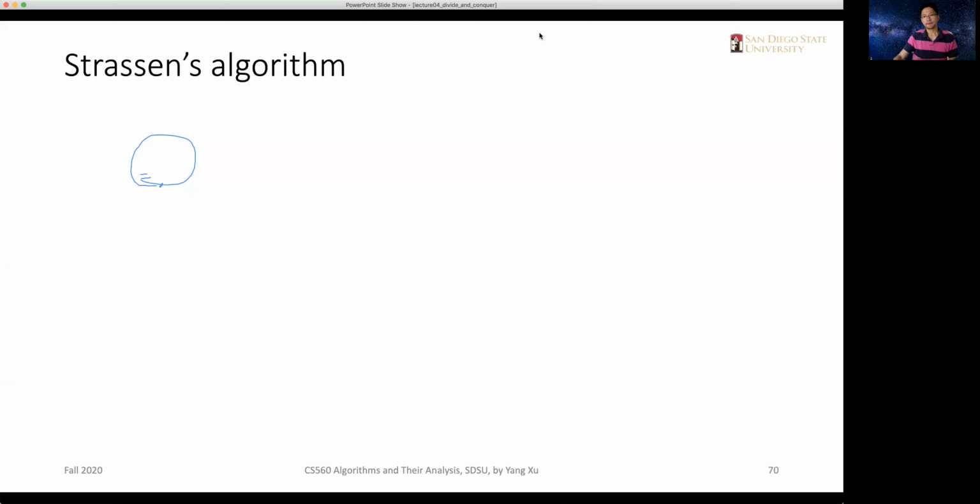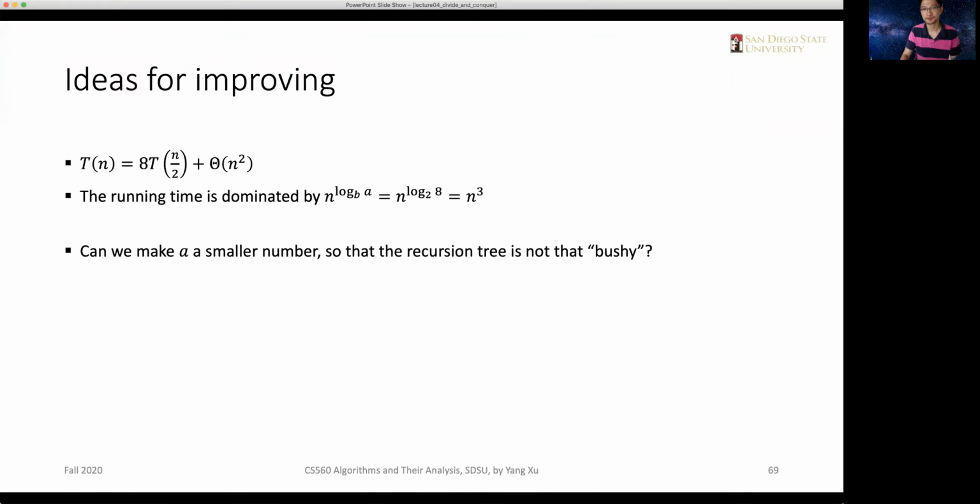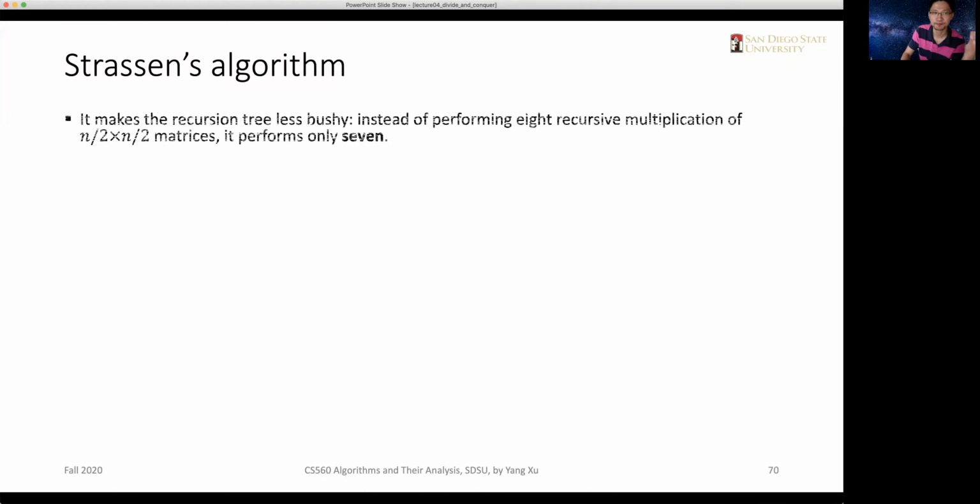So there's something proposed by Strassen's algorithm. It's quite smart, but I don't think it's intuitive. But as we go through these algorithms, you will see that it really follows the idea of reducing A to a smaller constant by improving the algorithm's running time. So it tries to make the tree less bushy. So instead of performing the 8 recursive multiplications of the submatrices, it performs only 7.